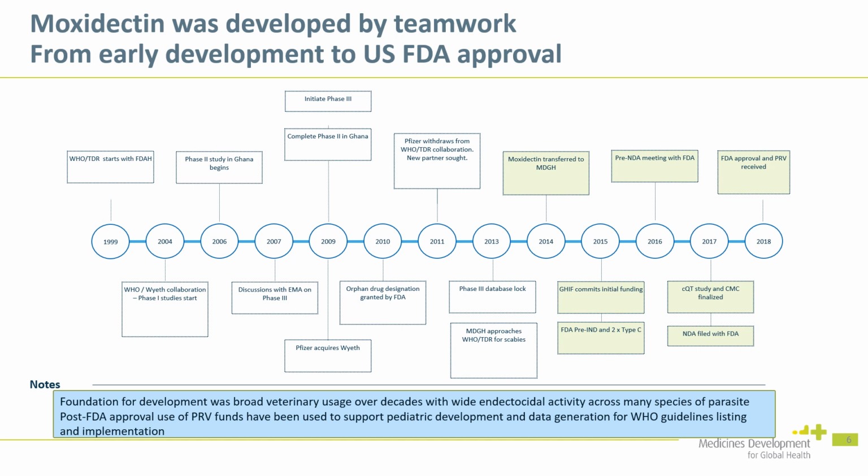The development of Moxidectin for onchocerciasis and other human diseases has been touched by many people and organisations, beginning with the original developer, Wyeth, who worked in partnership with the WHO Special Program for Research and Training, the WHO TDR. Medicines Development became involved in the development of Moxidectin in 2014, and we worked to successfully register the product with the United States Food and Drug Administration in 2018.